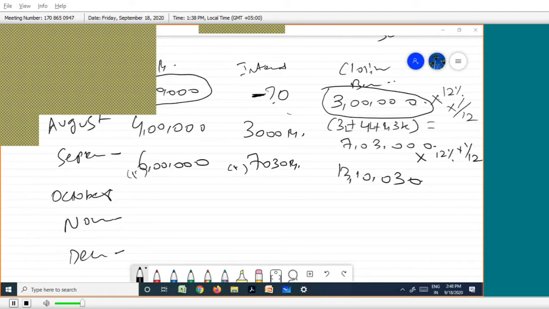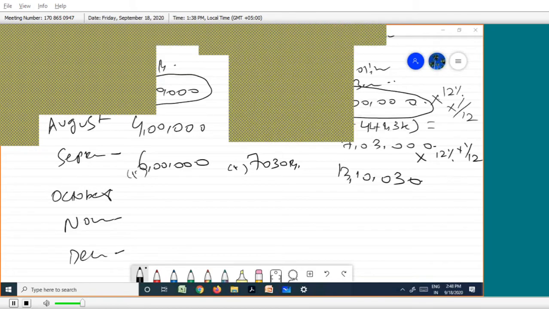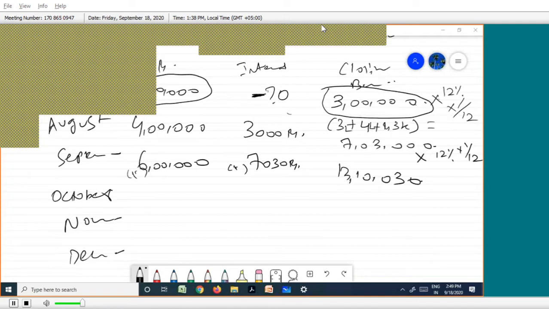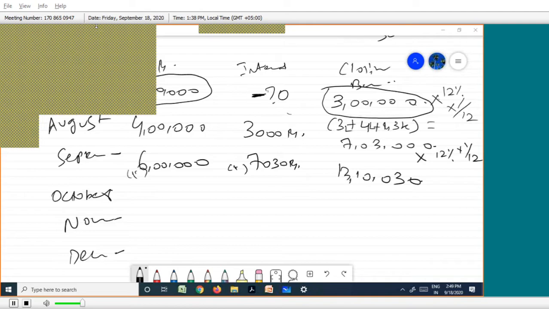You do it yourself for October, November, December. Someone is asking me why, sir, multiply by 1 by 12? Because 12% is per annum. Rate of interest is 12% per annum actually. Okay, but we are charging interest for that particular month. That is why 1 by 12. 12% into 1 by 12 means whatever the amount utilized for that particular period, only for that we are charging the interest.